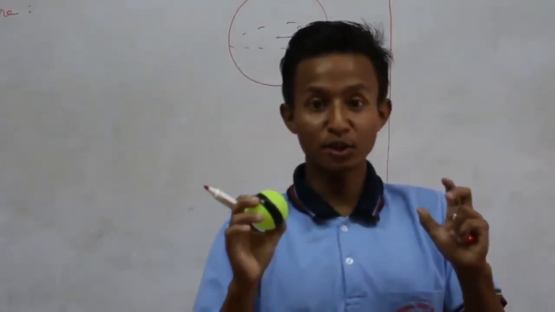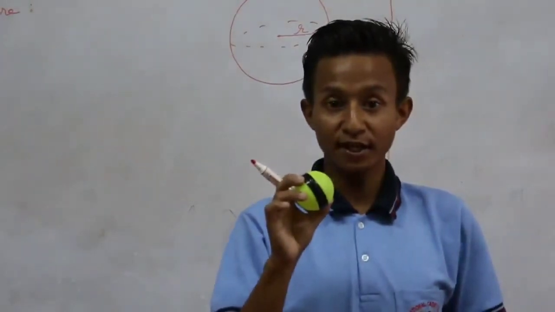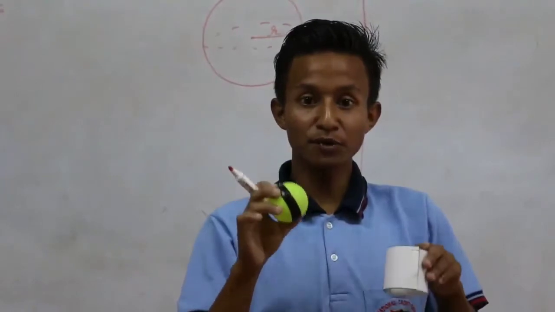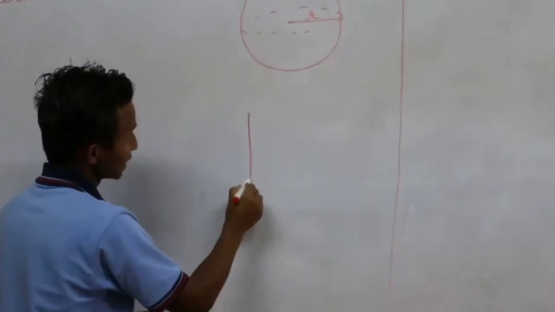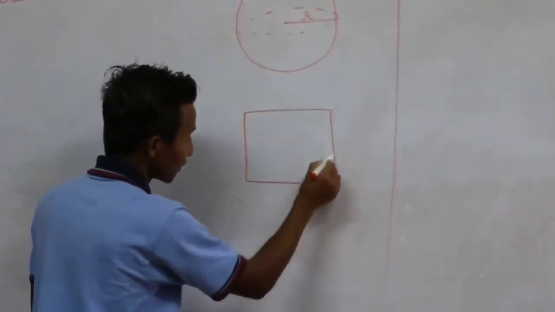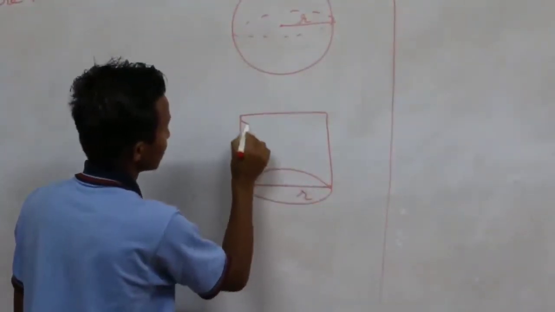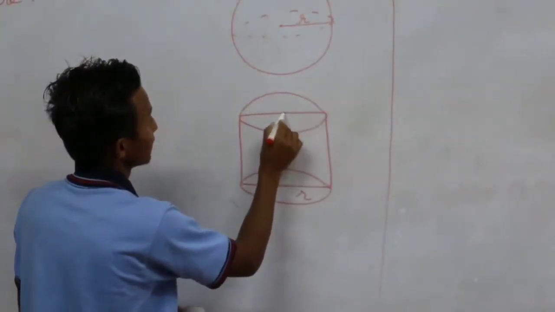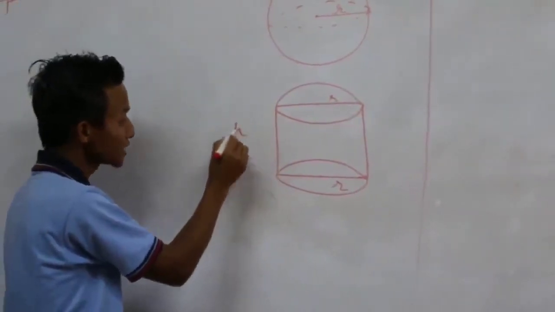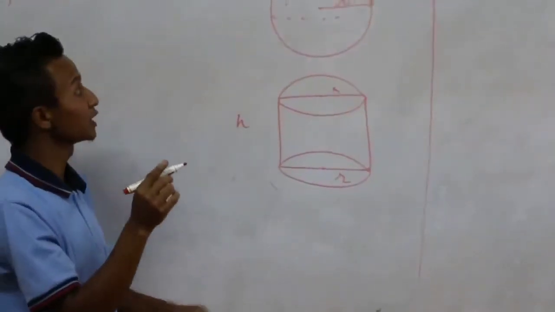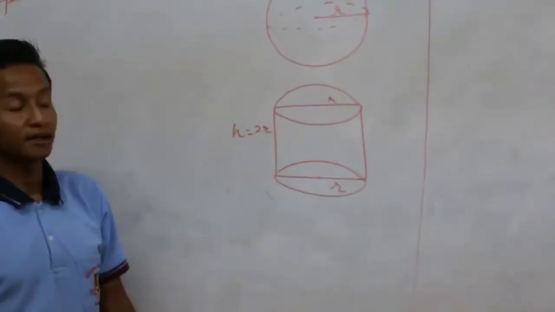And Archimedes, he was a Greek mathematician. He proved that the curved surface area of a sphere can be obtained with the help of a cylinder. So he took a cylinder of same radius as that of the sphere, and the height of this cylinder is equal to the diameter of this sphere. So h is equal to twice r, right?